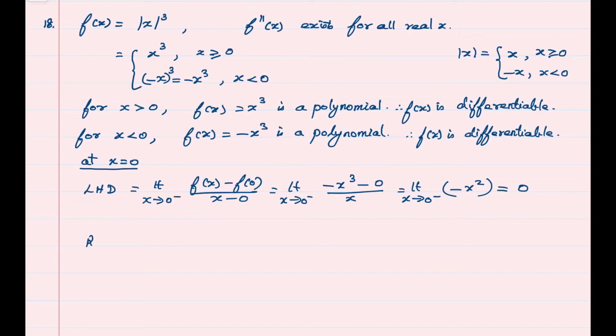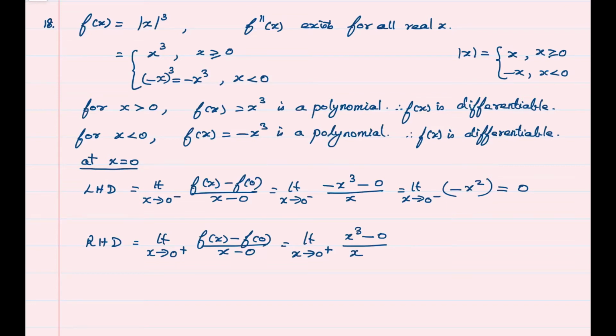Similarly, let us find RHD, right hand derivative at x is equal to 0. Limit x tending to 0 plus of f of x minus f of 0 upon x minus 0. Here we have to use the greater than 0 definition, which is x cube minus f of 0, which is 0, divided by x minus 0 is x. Limit x tending to 0 plus x cube over x is x square, which is a polynomial. Directly we can apply the limit value, the answer is 0. LHD and RHD are same. Therefore, f of x is differentiable at x equal to 0.